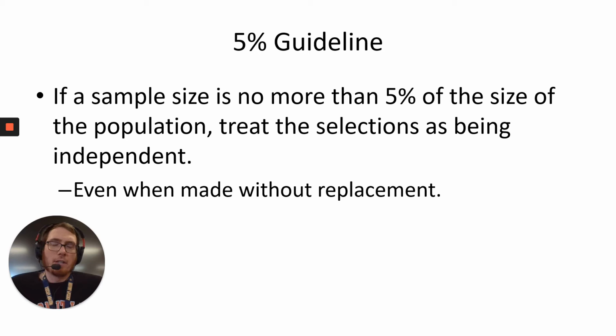Okay, in general, there's a lot of 5% questions going on right now in Chapter 4. If it's unusual, then it's more than 5% off of what it should be. If it's unusual, the probability is less than 5%. There's also this guideline of 5% saying if the sample size I'm taking is really small, so it's less than 5% of the whole population, even if it's without replacement, I can treat them as being independent and treat it as with replacement.